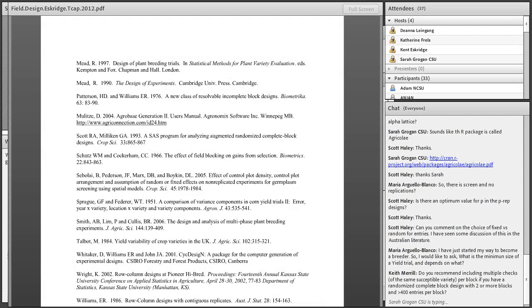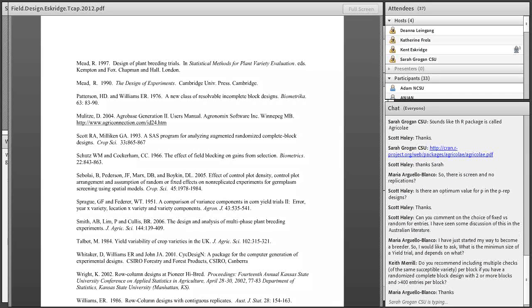Another question here. Do you recommend including multiple checks of, say, the same susceptible variety per block if you have a randomized complete block design with 2 or more blocks and 400 entries? Well, it's hard to say. It depends on what your objective is. You say susceptible variety. If you're talking about disease testing, I don't know. You'd have to decide what the goal is.